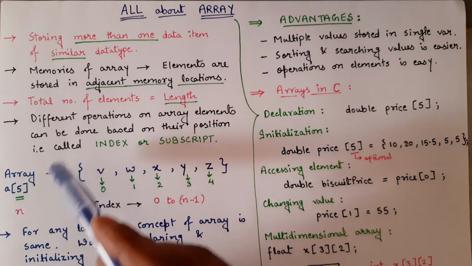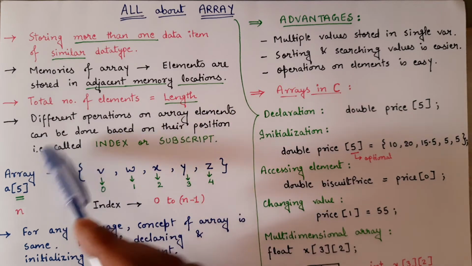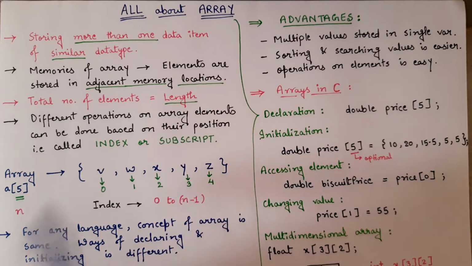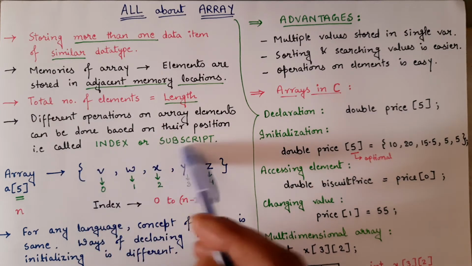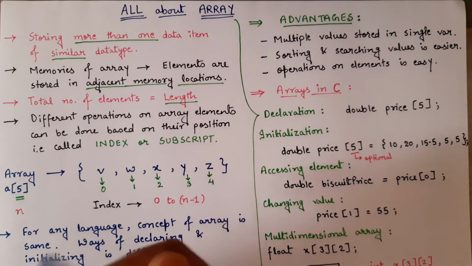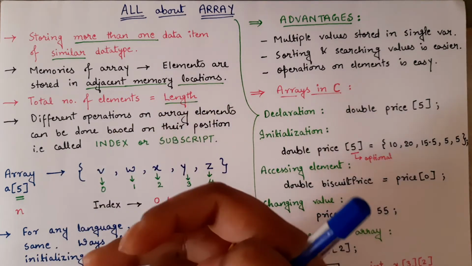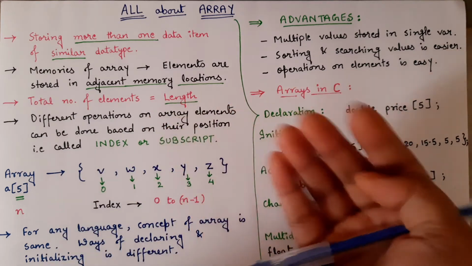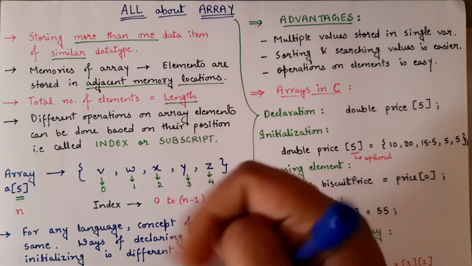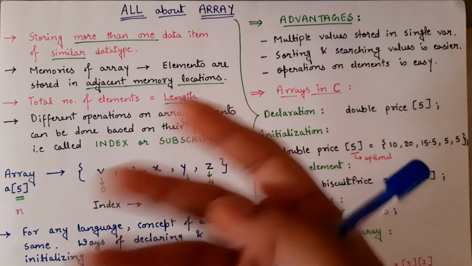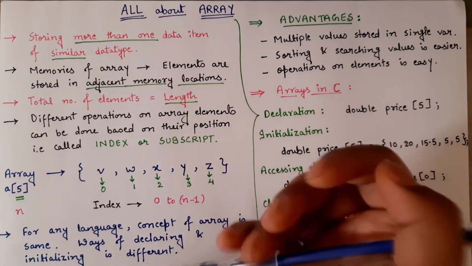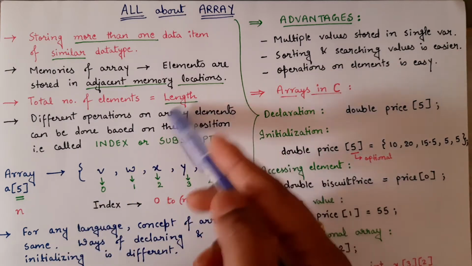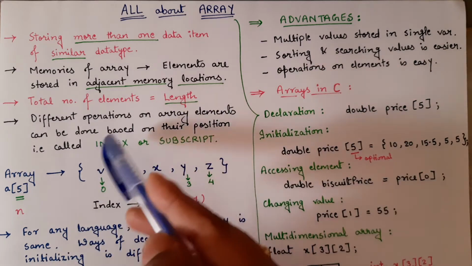Now moving forward, different operations on array elements can be done based on their position, that is called index or subscript. Again, this is an important point: index or subscript. So what happens in an array? Let's say we have 10 elements. Every element has a fixed position, and based on the position of any element, we can fetch it, change it, delete it, or do any other operation. So any operation on the elements of the array can be done based on their position.